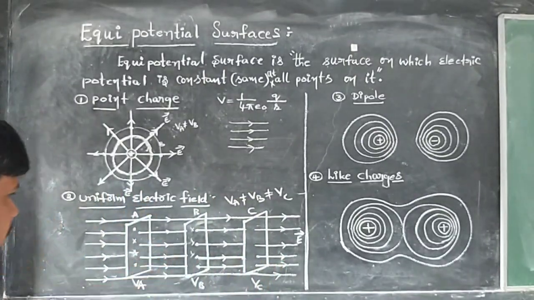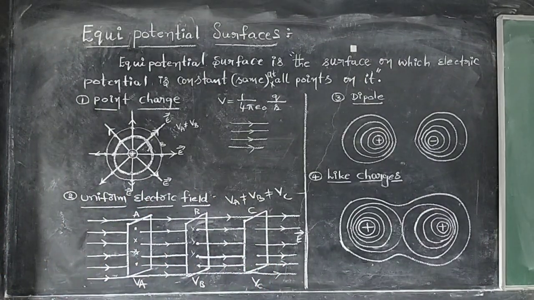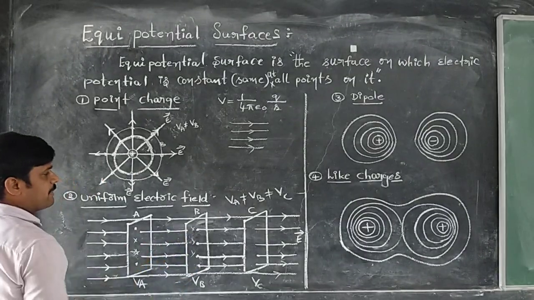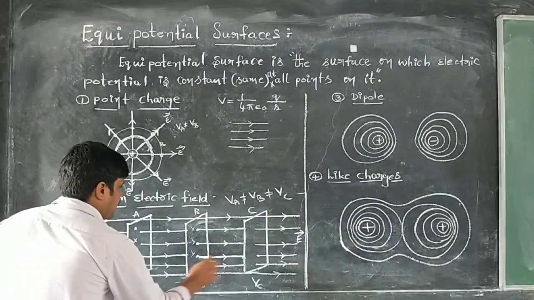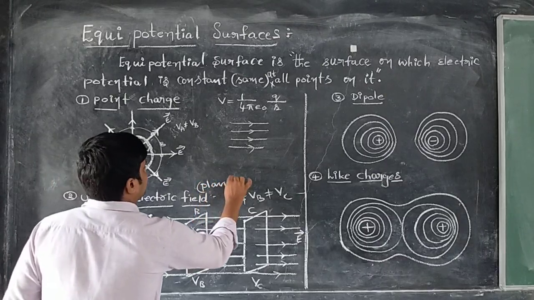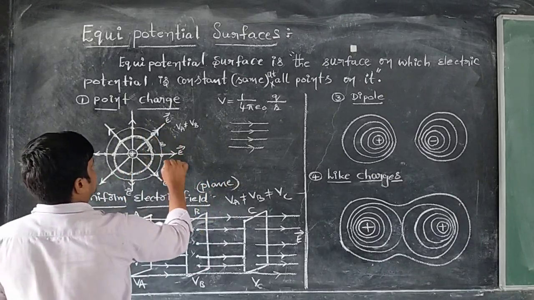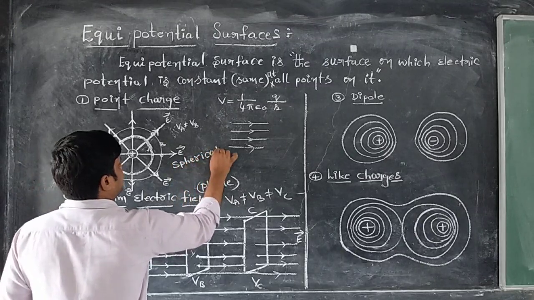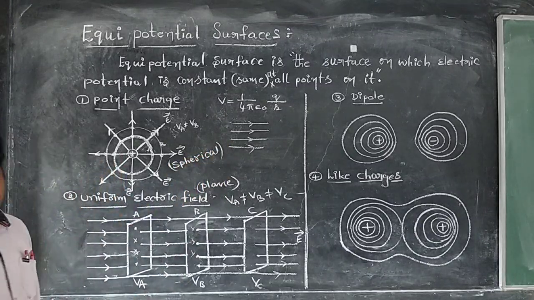So in case of a uniform electric field, they may ask one more question: what is the shape of the equipotential surface? This is nothing but a plane, we can take. In case of a point charge, the shape is spherical. Spherical is the equipotential shape.